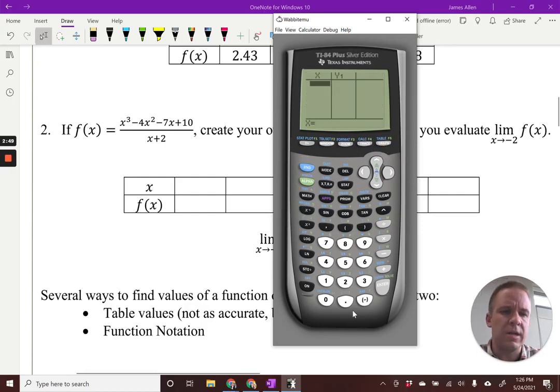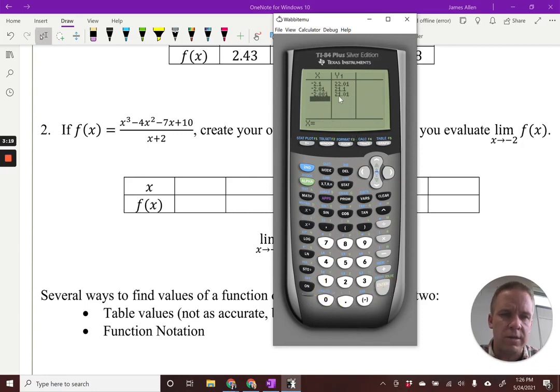Let's plug in a value that's on the left-hand side of negative 2. How about negative 2.1? Hit enter. Let's get even closer, so negative 2.01. And how about negative 2.001, and let's see where we're at once we get there.